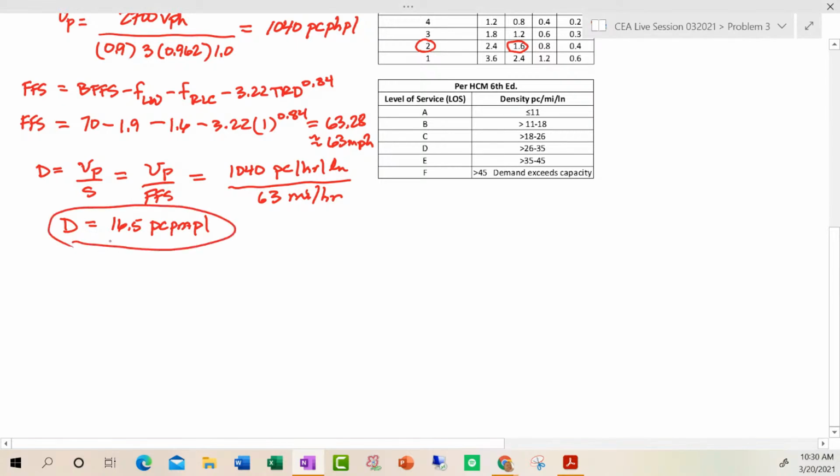Okay. And then finally, last but not least, we're asked, what is the level of service per the Highway Capacity Manual? Well, we've got this chart right here that I've extracted from the Highway Capacity Manual, and it says that if we've got a density of less than 11, then we're at level of service A. If we're between 11 and 18, we're at B. 18 to 26, C, D, E, F. You can read down the line there. At 16.5, we are between 11 and 18. So our LOS, level of service, equals B.